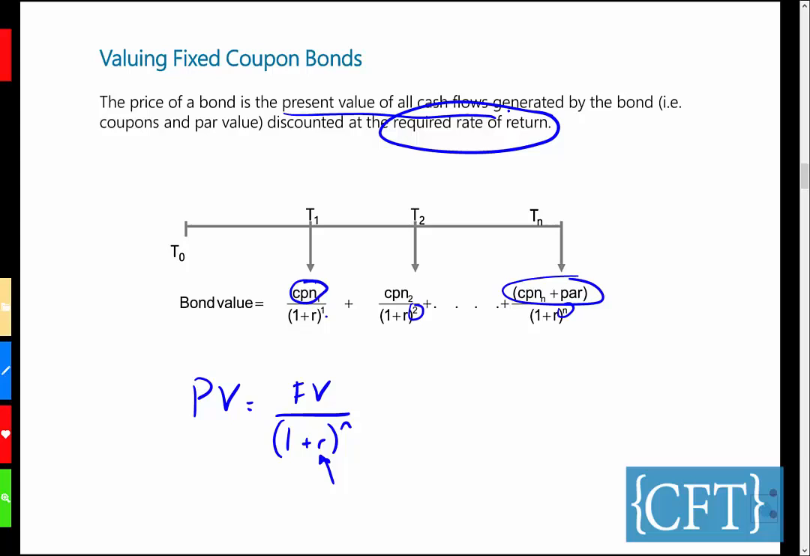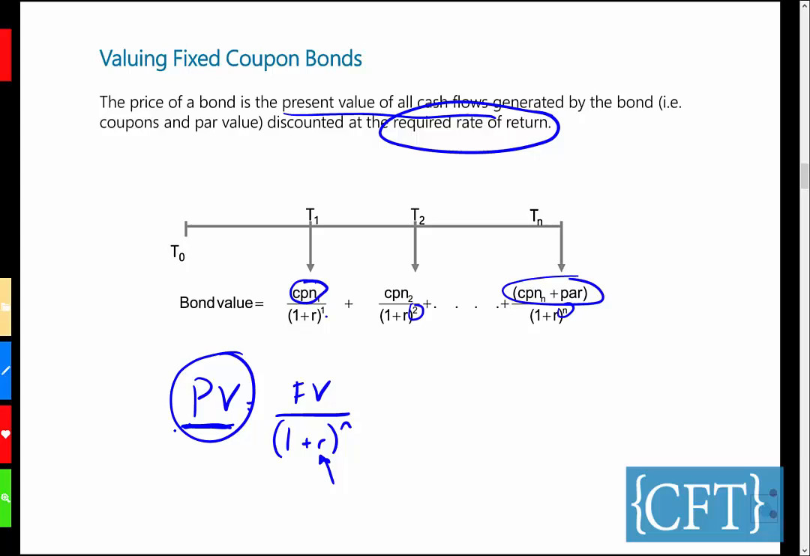If you discount the future cash flows of a bond at your required rate of return, you'll find out, when you add all of the present values up, how much you're willing to pay for the bond. If you discount it at the market's required rate of return, you'll find the price that the market is willing to pay for the bond.